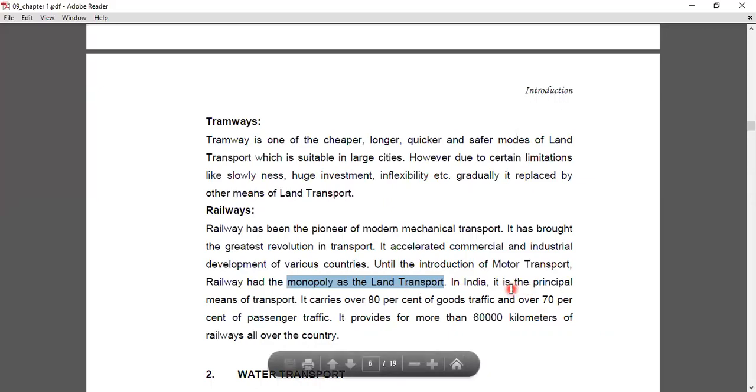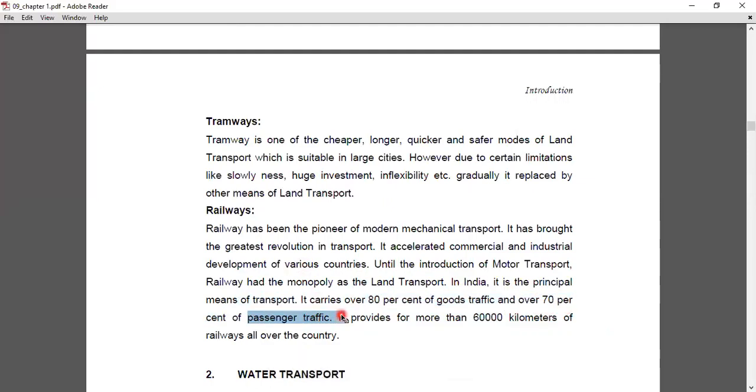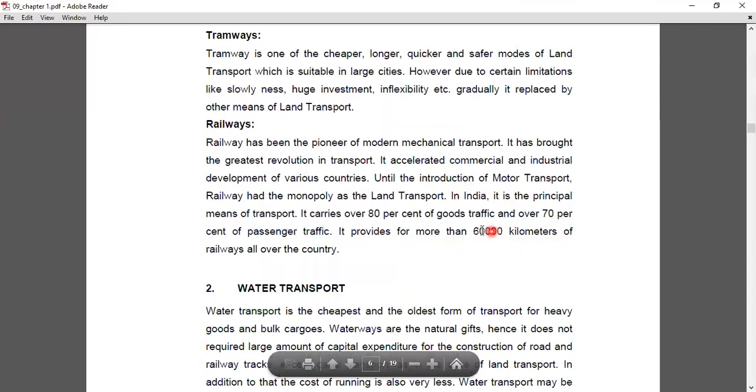In India, it is the principal means of transport. It carries over 80% of the goods traffic and over 70% of the passenger traffic. India has the second largest rail network, and in the near future India will achieve the first largest rail network throughout the world. It provides more than 60,000 kilometers of railway all over the country.